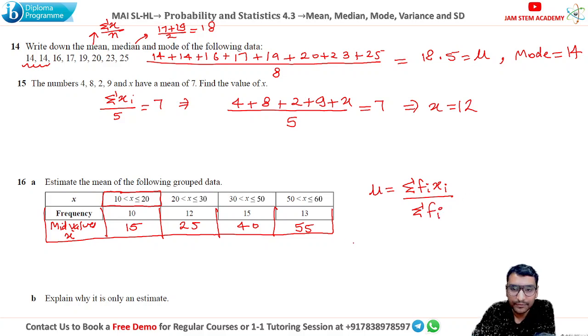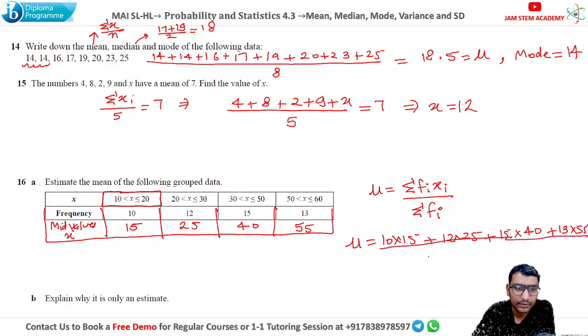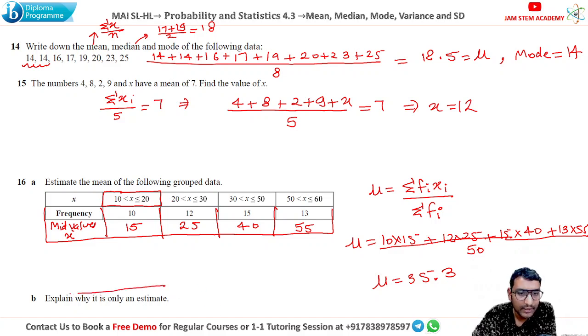So here mu is given by 10 times 15 plus 12 times 25 plus 15 times 40 plus 13 times 55, whole divided by the total sum of frequencies, which comes out as 50. When you simplify, mu is equal to 35.3. That's the answer. Now the next part says, explain why it is only an estimation, not the correct value.